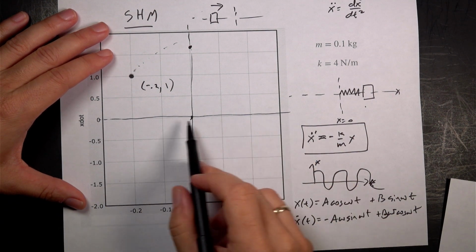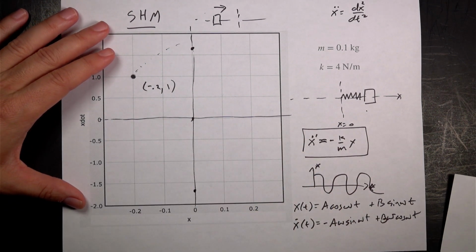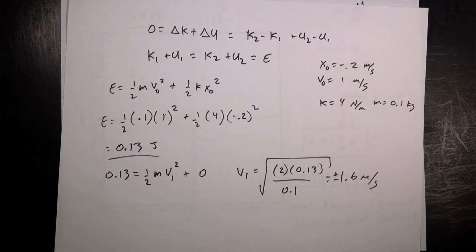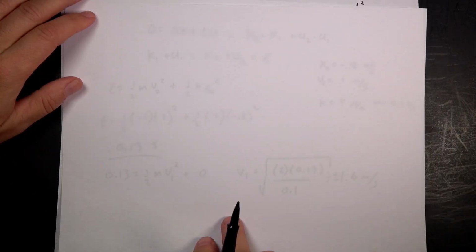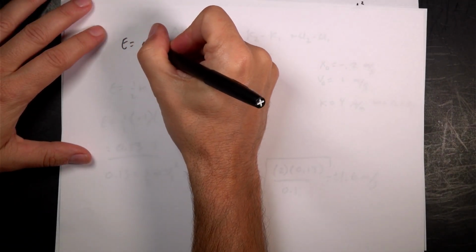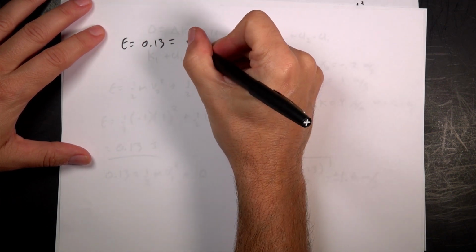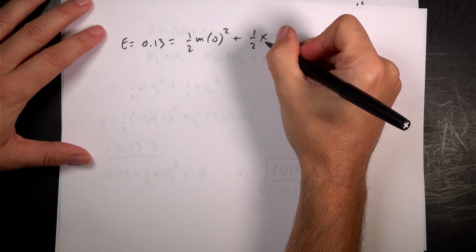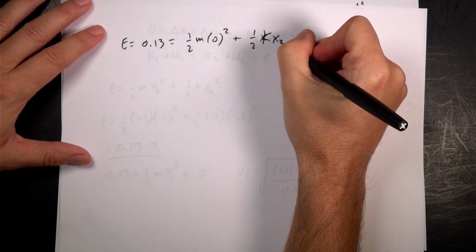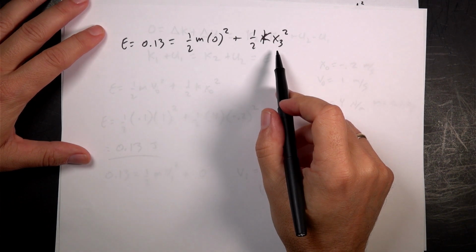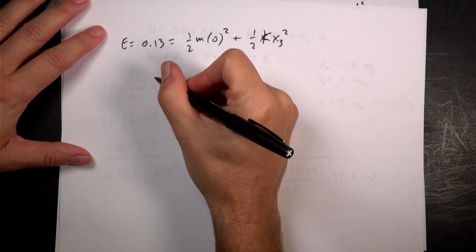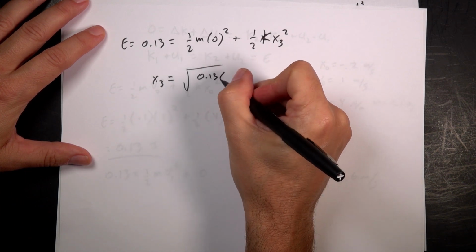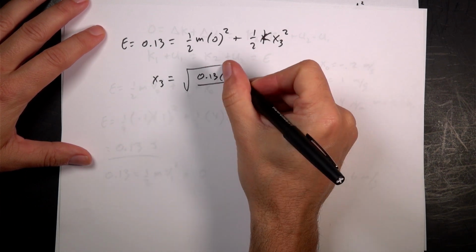Now I need to find out the position when the velocity is equal to 0. So I can go back over here and get a new piece of paper. It still has the same total energy. So E equals 0.13 is 1/2 m times 0 squared plus 1/2 k x3 squared. I'm going to call that position x3. Now I just need to solve for that. So x3 is going to be the square root of 0.13 times 2 divided by k, which was 4.